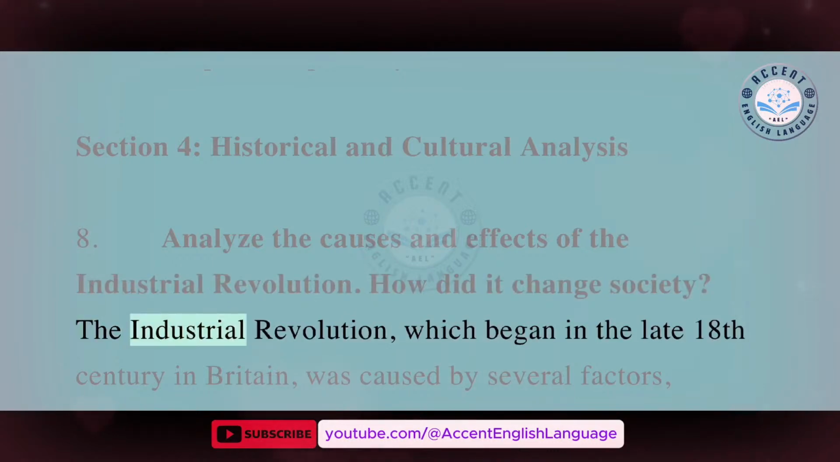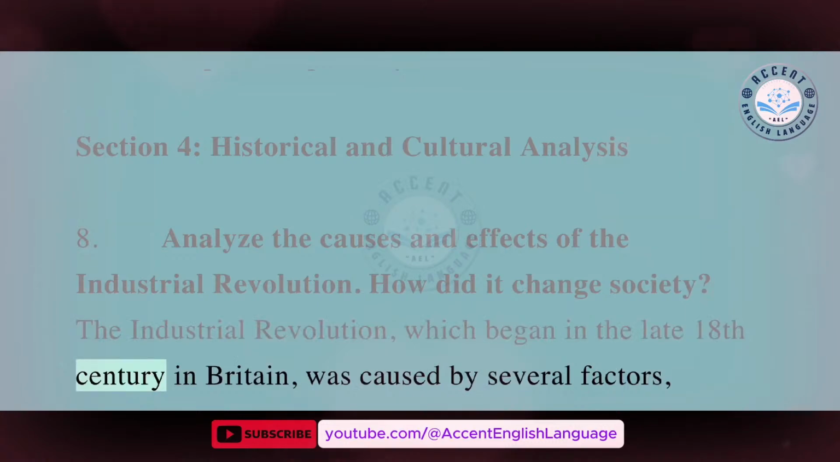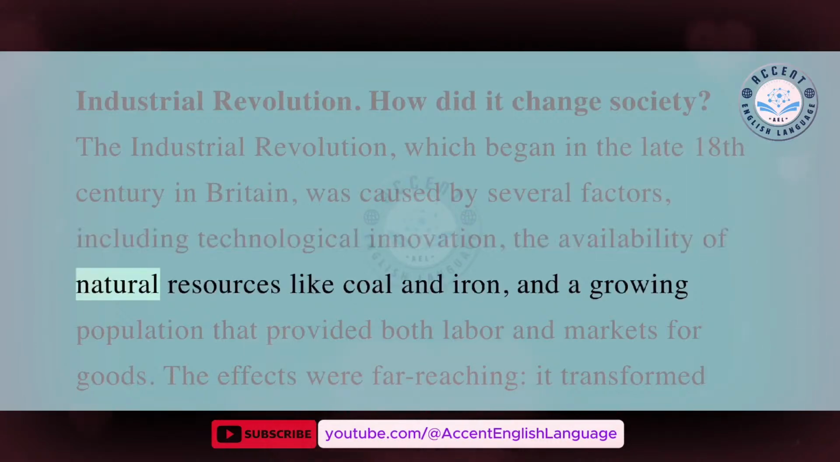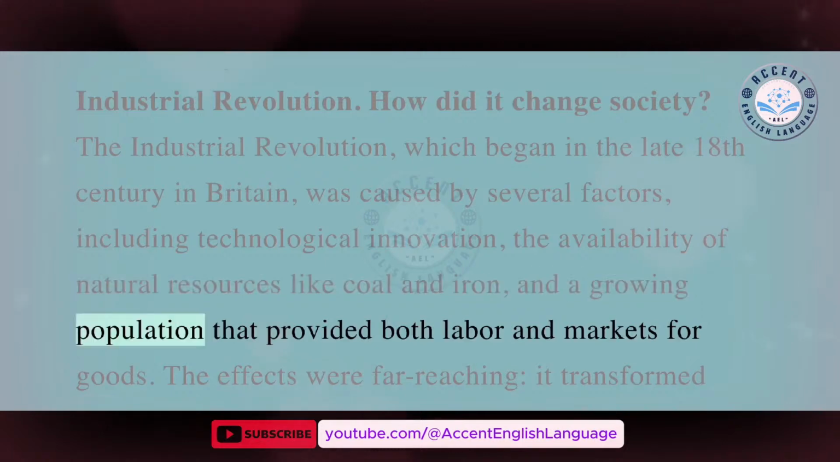The Industrial Revolution, which began in the late 18th century in Britain, was caused by several factors, including technological innovation, the availability of natural resources like coal and iron, and a growing population that provided both labor and markets for goods.